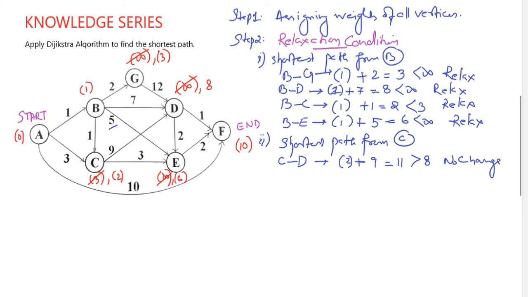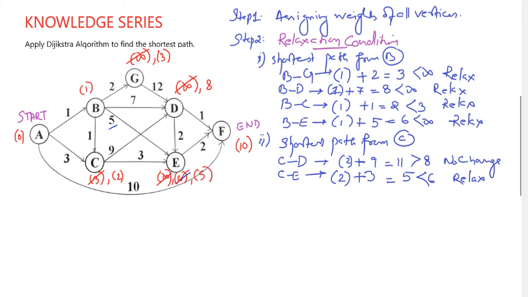Next is C to E. C has weight 2, and between C and E the link cost is 3. So it is 5, and 5 is less than 6. So it is again a relaxed condition. So we change this one to 5.